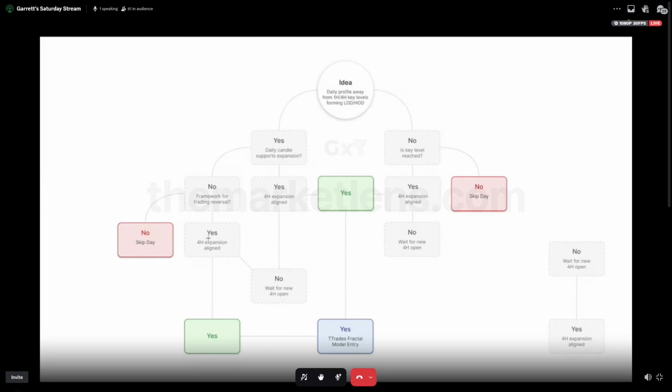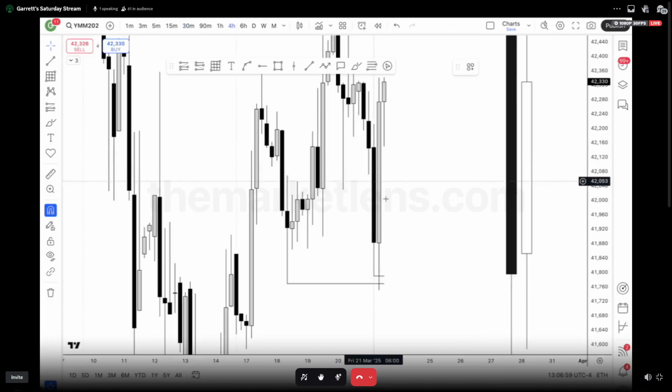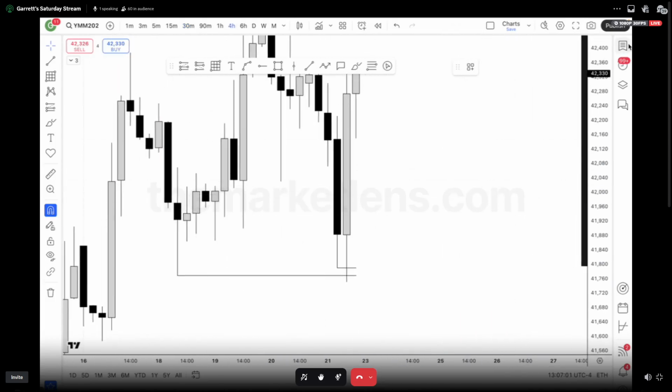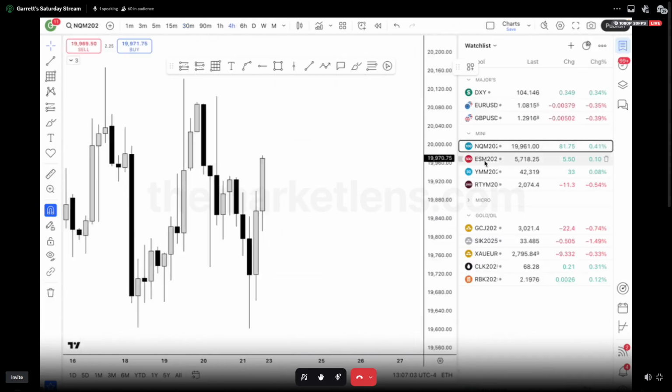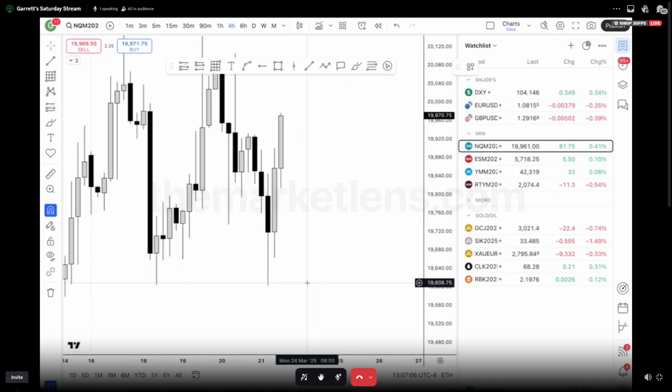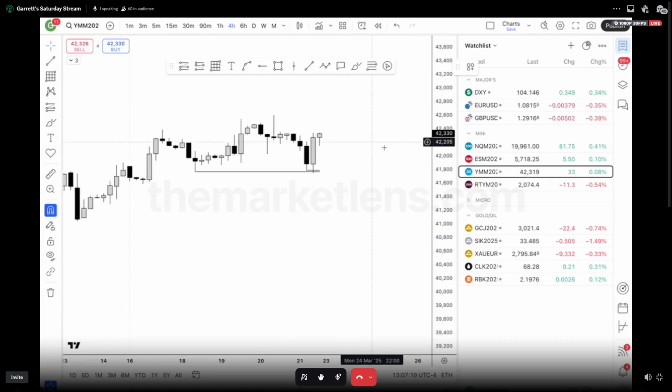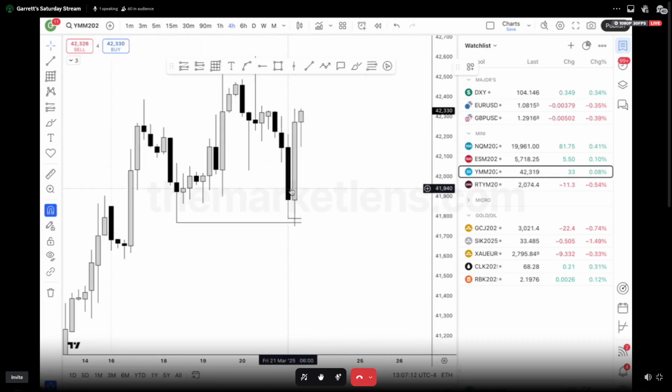So we're going from here to here. So when we hit this key level, or when one of the assets hit this key level, right? So NQ hit this key level in 6 a.m. YM didn't hit this key level in 6 a.m., but it hit it in 10 a.m. So we're just going to go off this.